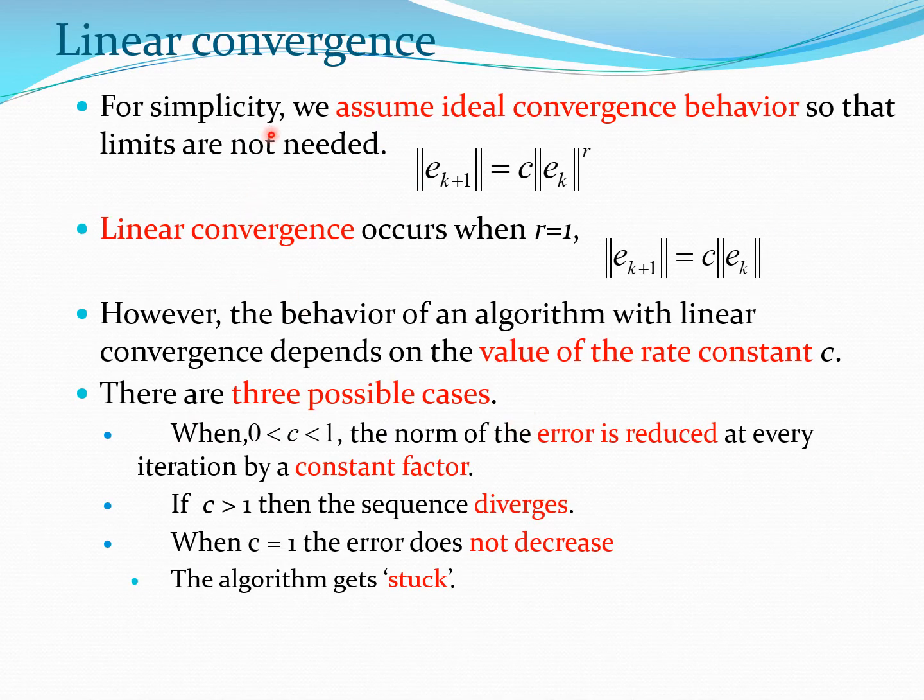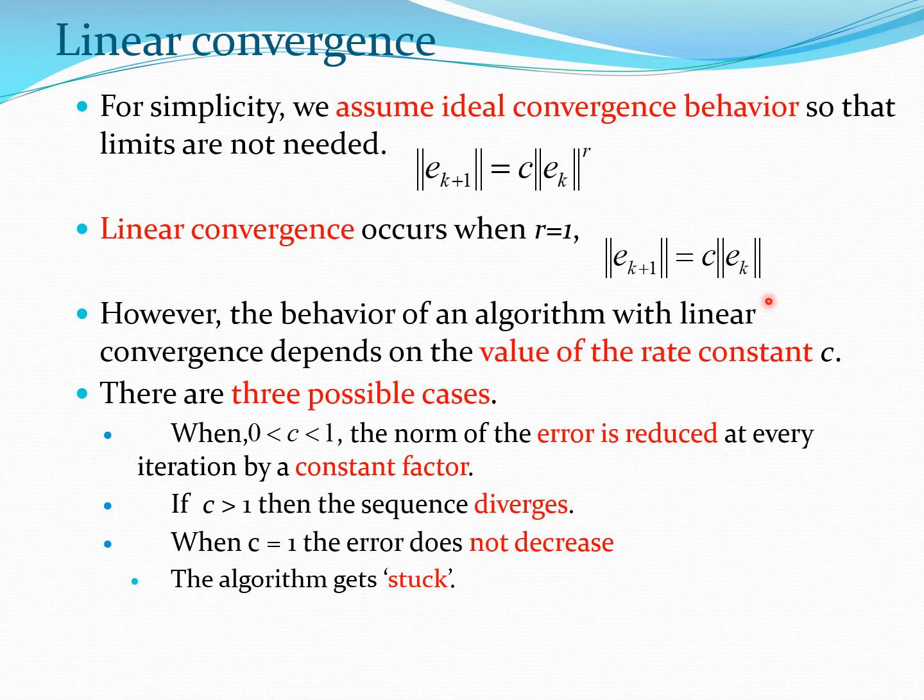So let us presume for simplicity that we can drop the limit, and that kind of convergence behavior is ideal convergence behavior, and we can express the previous equation in this form. That's norm e_{k+1} equals the rate constant c into norm e_k to the power r. Now linear convergence takes place when r equals 1. So when r equals 1, you immediately get this equation, which is in a very simple form.